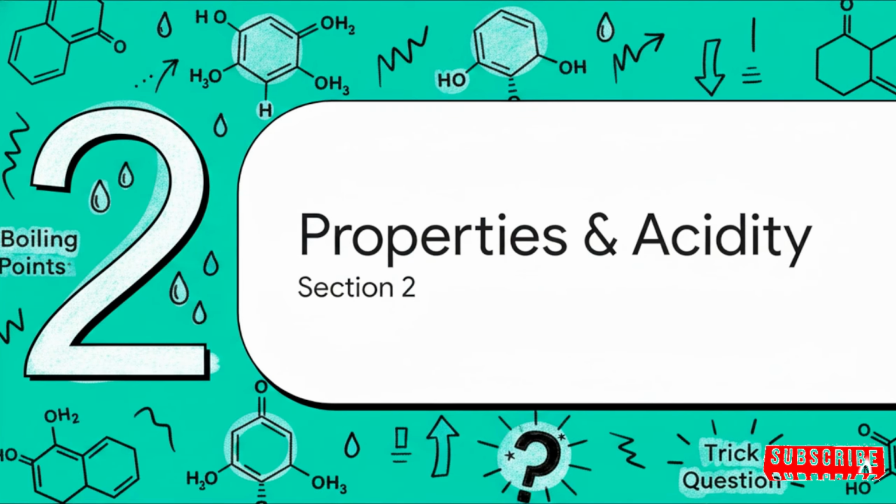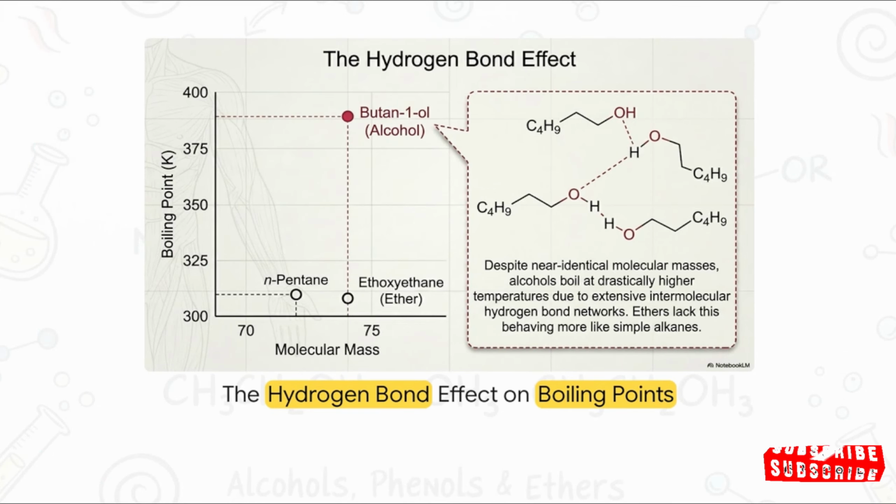Moving right along to Section 2, physical properties and acidity. You will definitely see this classic setup on your exams, comparing molecules with near identical masses. Think about butan-1-ol and ethoxyethane. Even though they weigh almost exactly the same, the alcohol boils at a drastically higher temperature. It all comes down to those extensive intermolecular hydrogen bond networks acting like molecular superglue. Alcohols stick together incredibly tightly, so you need a lot of heat to pull them apart. Ethers, on the other hand, don't have that hydrogen bonding at all, so they behave much more like simple, easy-to-boil alkanes.